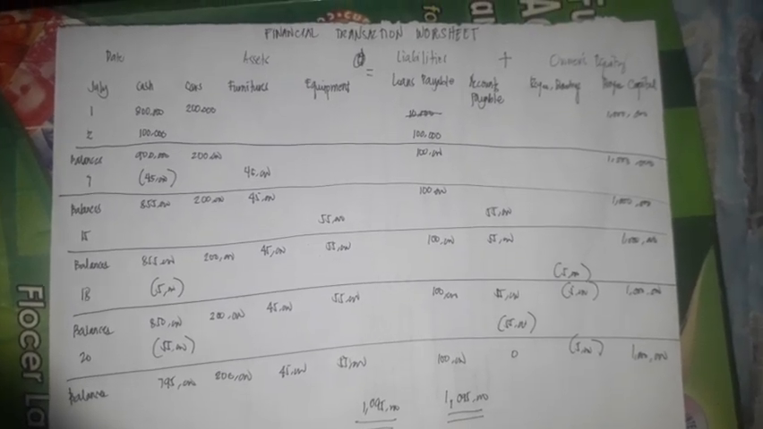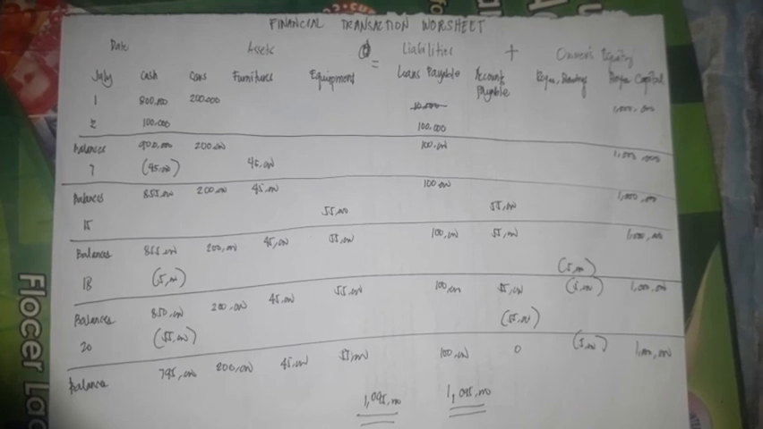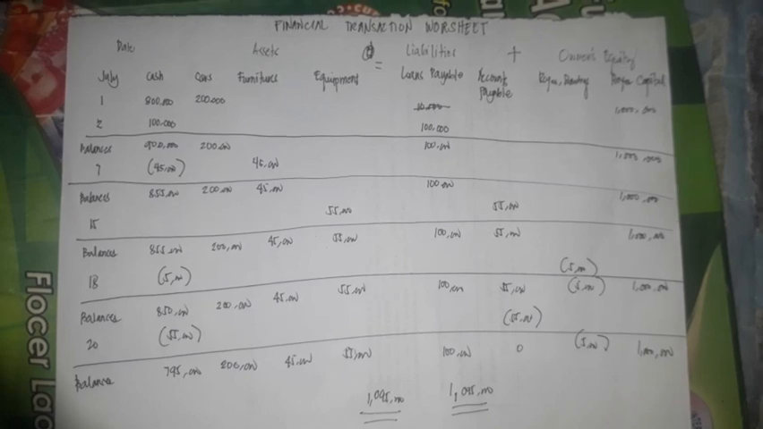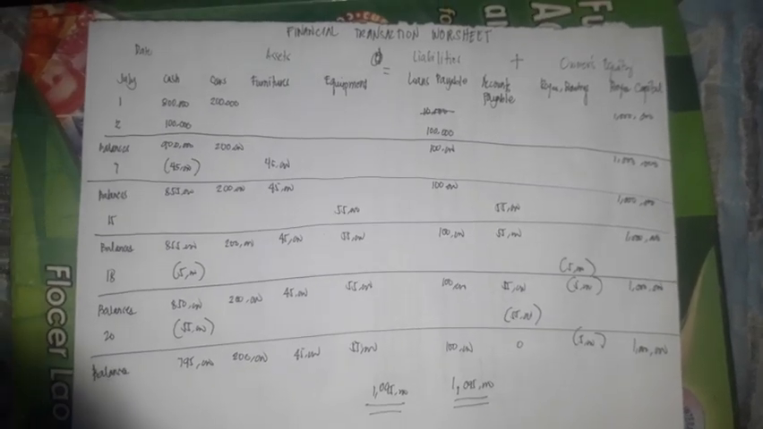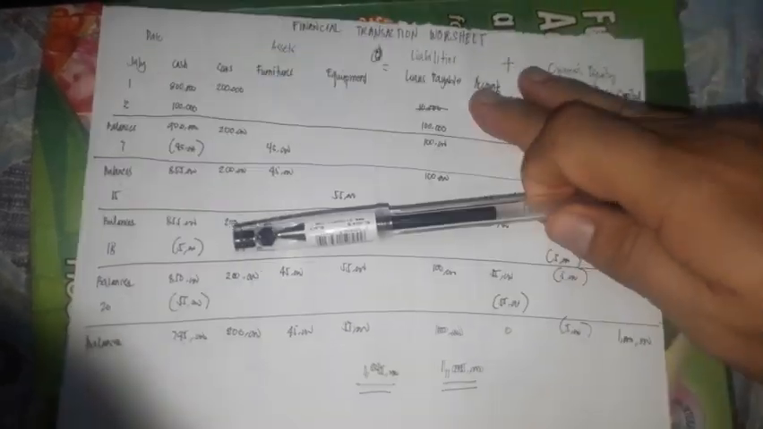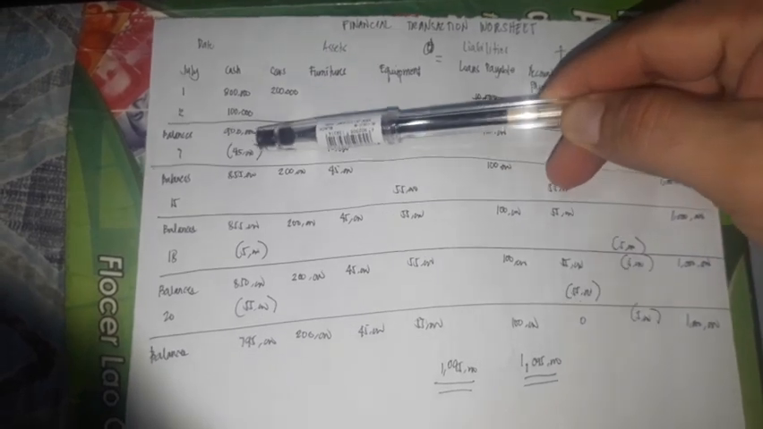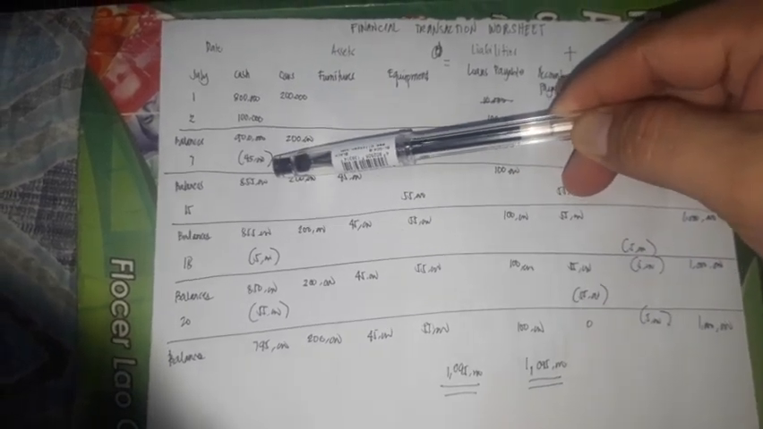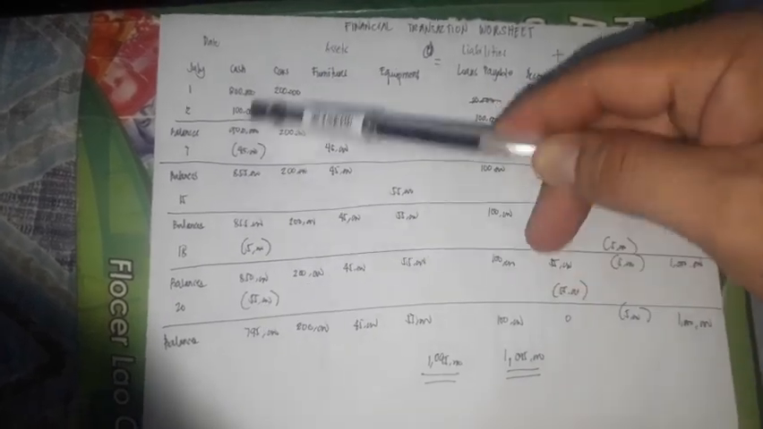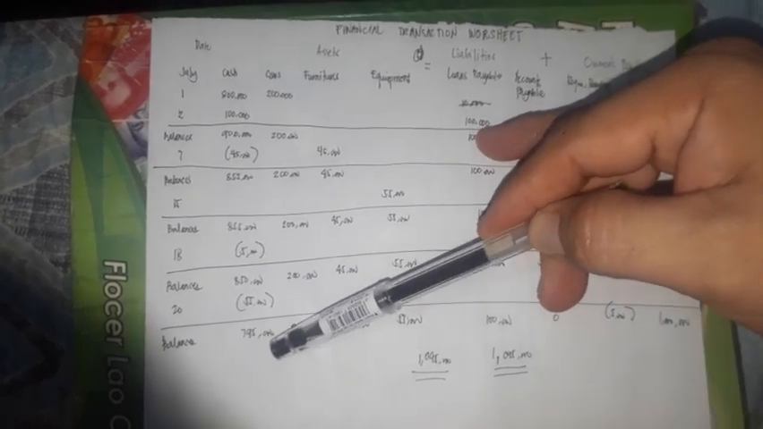So example lang po sa ating financial transaction worksheet, makikita po natin dito yung mga increases and decreases and the balances of each account. So example sa ating cash. Makikita natin dito sa ating cash, so we have 800,000. May nag-add na 100,000. Then the balance is 900,000. Then less 45,000. So makikita po natin dito ang increases and decreases ng ating each account. And also the total balances of each account.